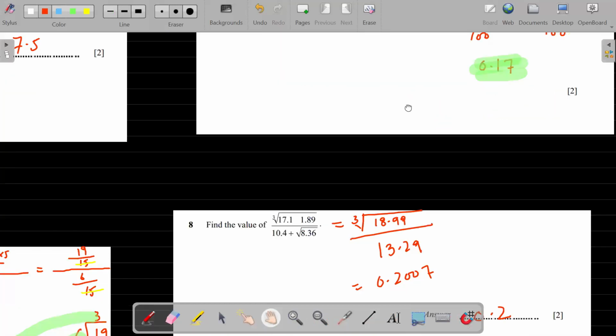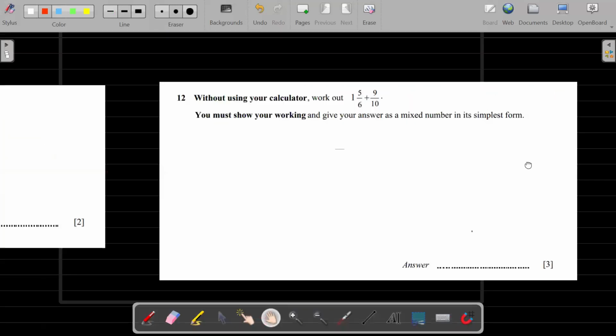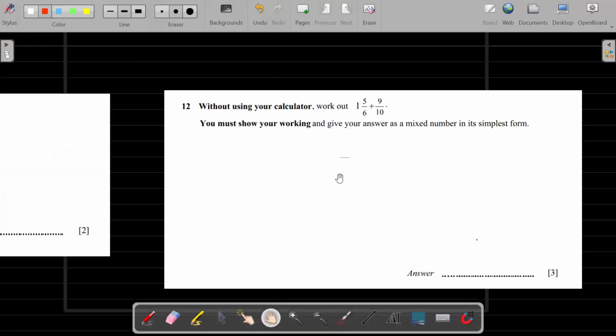Let's move to next question. Let's see if we are left with any question. All right, we are left with a few questions. Okay, without using your calculator, work out. Okay, and we have to write our answer in the mixed fraction.